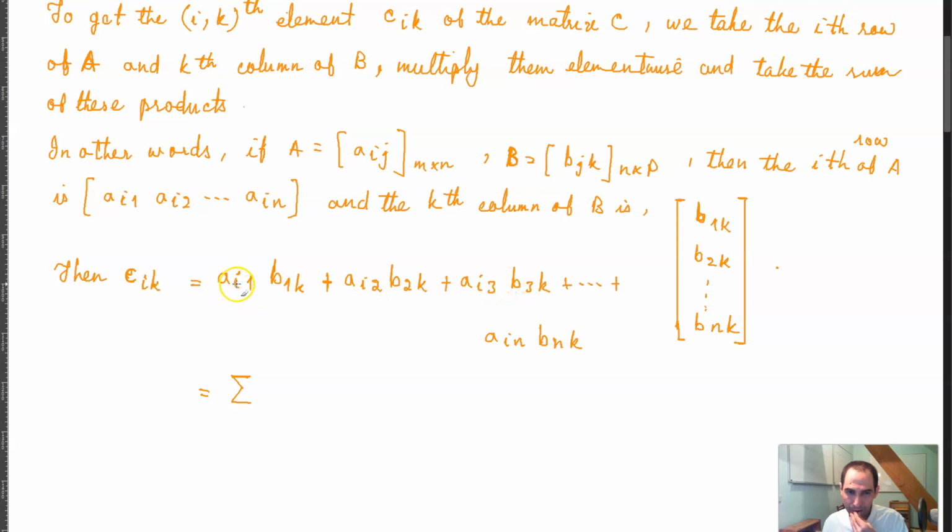If you want to write this in sigma notation, you can see that the first index i in A of i is repeating itself and is not changing. But there is an index here that is changing, which is 1, 2, 3, and so on, all the way up to n. On the other hand, here B1k, B2k, B3k, the same index is running on B as well.